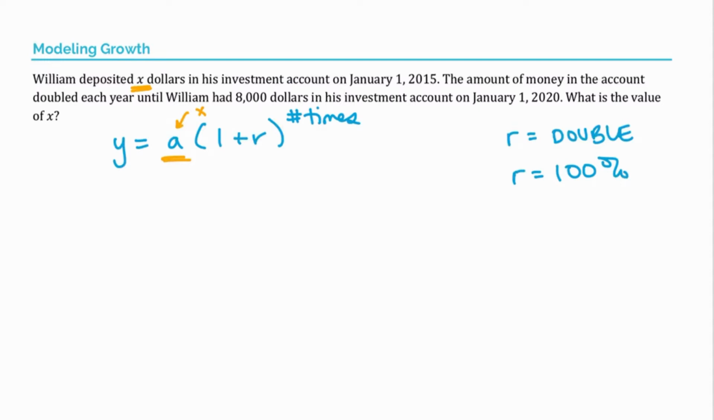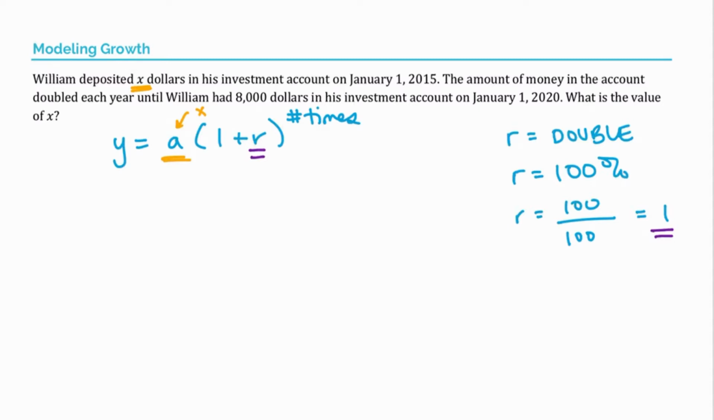So if R is 100%, well, if we want to convert that to a decimal, remember you just take the percent, which is 100. When you see the percent, that means divided by 100. Well, guess what? R is just 1. So what are we going to do with that R equals 1? We're going to plug it in over here.